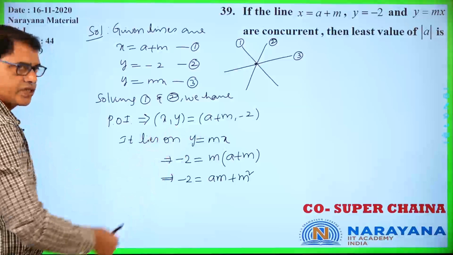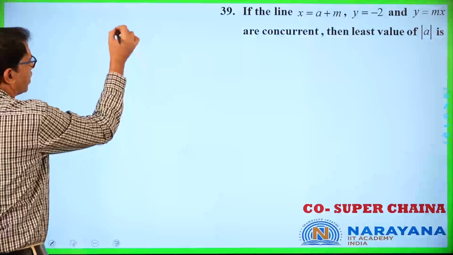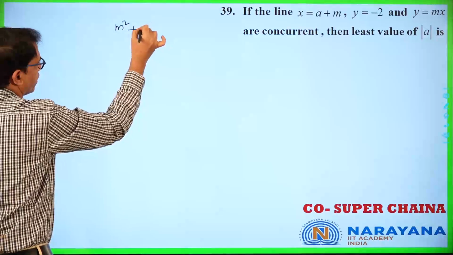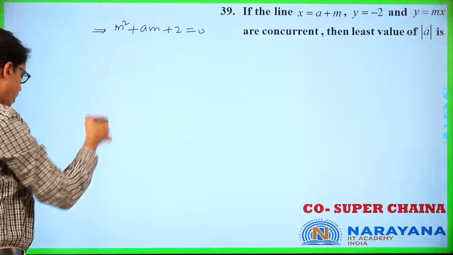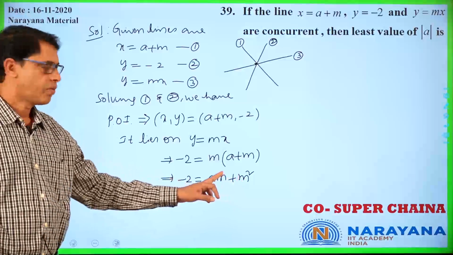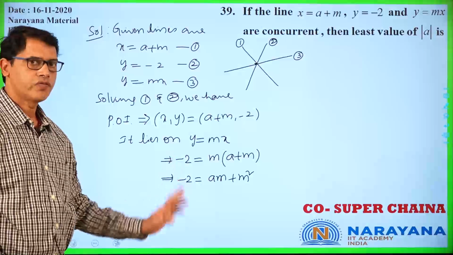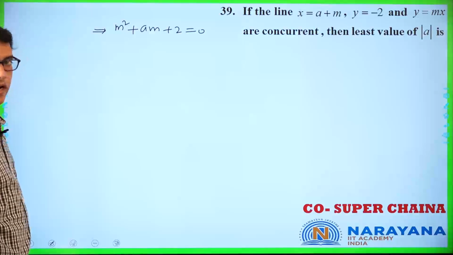Take minus 2 to the other side. So what we get is m square plus am plus 2 equals 0. So this is a quadratic, m square plus am plus 2 equals 0. Now this is a quadratic in m.